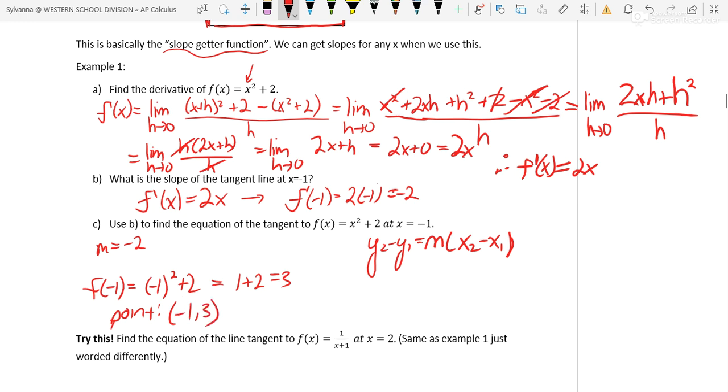And now I can plug into my equation. So this will be y minus 3, because 3 is my y value. My slope is -2. And my x value is -1, or I'm just going to write plus 1 instead here. And then that is your equation. You could write it in slope-intercept form if you want, but I would just accept it as that as well.